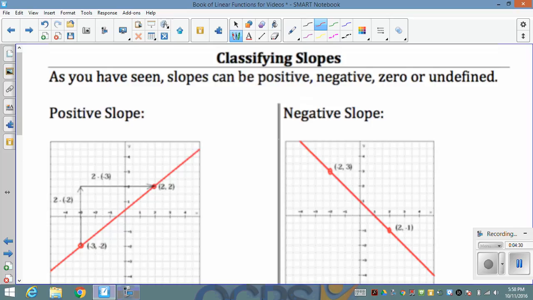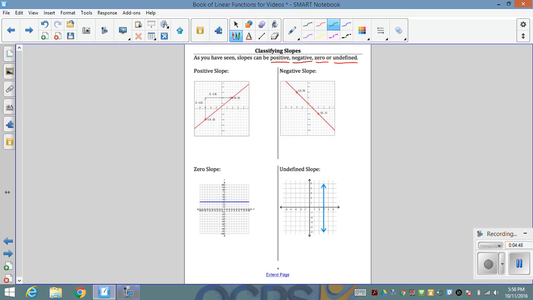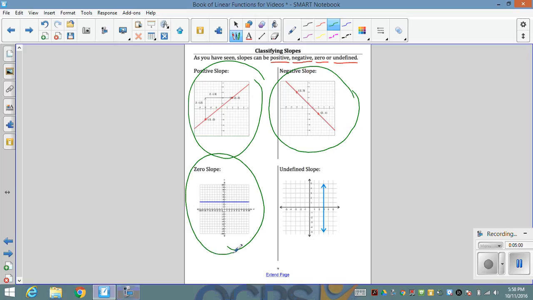So when I talk about classifying slopes, I'm talking about telling us whether it's positive, negative, 0, or undefined. Those are the 4 cases that can happen. Now if we look at my entire page, notice my positive slope, which is this one, is rising from left to right. My negative slope is falling from left to right. My zero slope is flat like the horizon. It's a horizontal line. And my undefined slope is vertical.